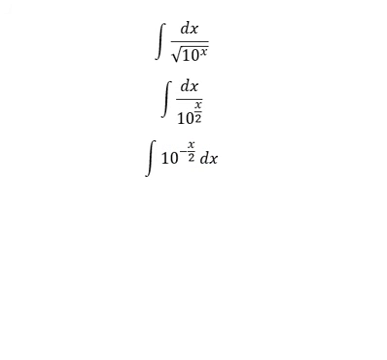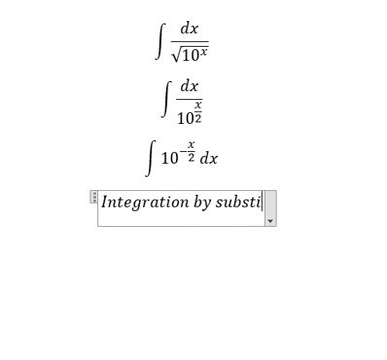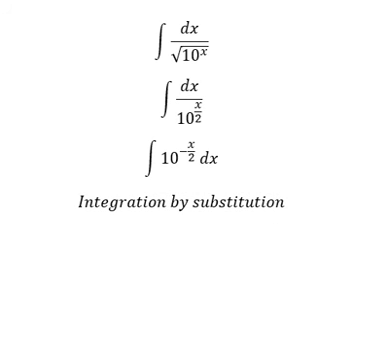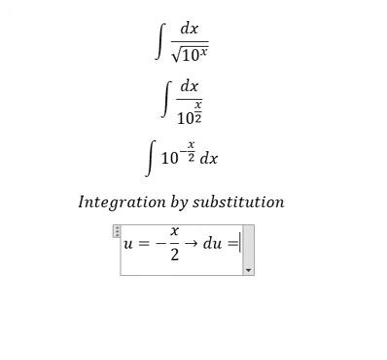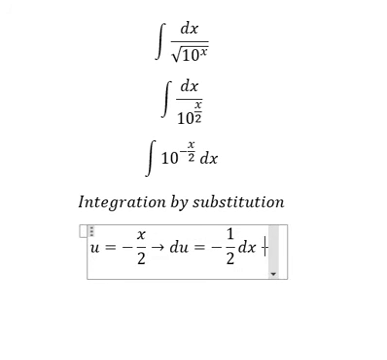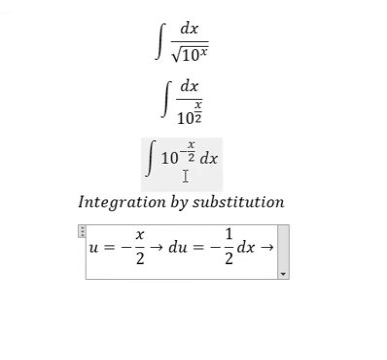Next, we need to use integration by substitution. So I will put u equals negative s over 2. Later, we need to take the first derivative of both sides, and we have negative 1 over 2 ds. Next, because we don't have negative 1 over 2, I will move negative 2 to the left.